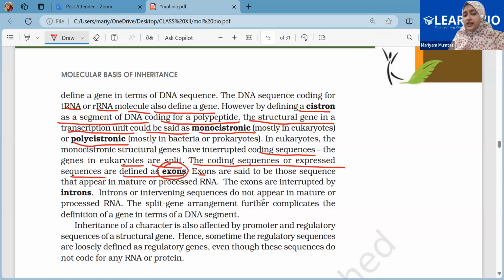Now, the exons are said to be those sequences that appear in mature or processed RNA. The exons are interrupted by introns. Introns are intervening sequences, present in the middle. They do not appear in the mature or processed RNA. Why? Because they are removed later on.